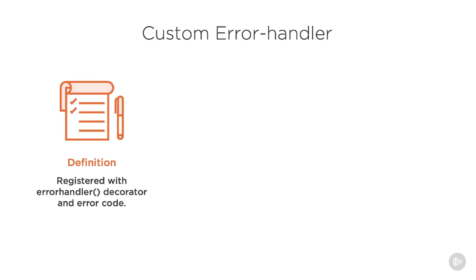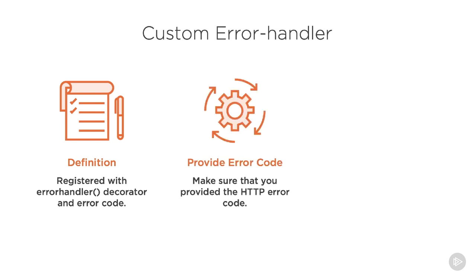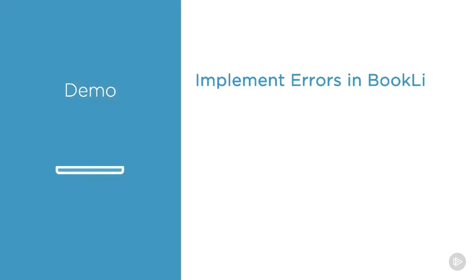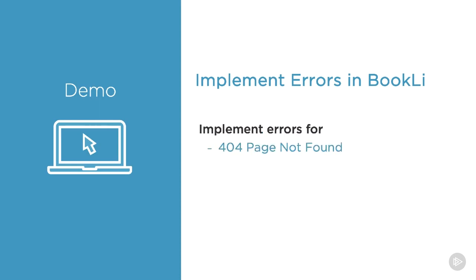An error handler is registered with the errorhandler decorator and the error code of the exception. Keep in mind that Flask will not set the error code for you, so make sure to also provide the HTTP status code when returning a response. Also keep in mind that if you add an error handler for 500 internal server error, Flask will not trigger it if it is running in debug mode. Now, we are going to implement a few errors in a customized way using Flask error handler in our Bookly application to display specific templates for different errors, like 404 for page not found error and 500 for internal server error.